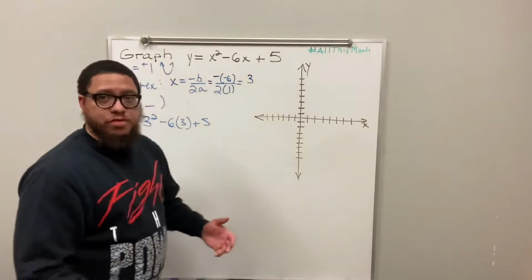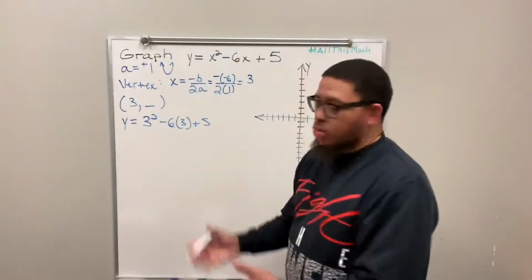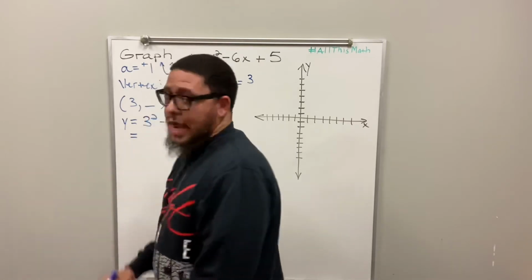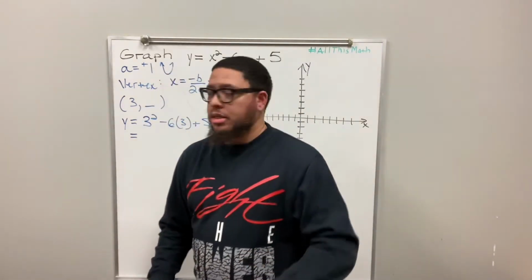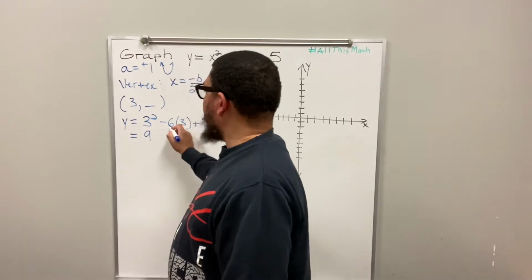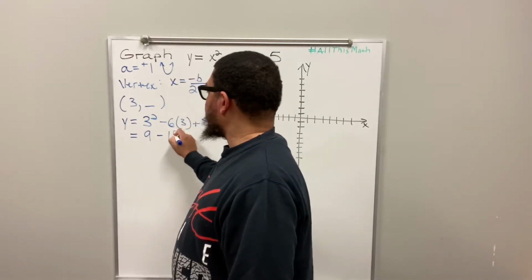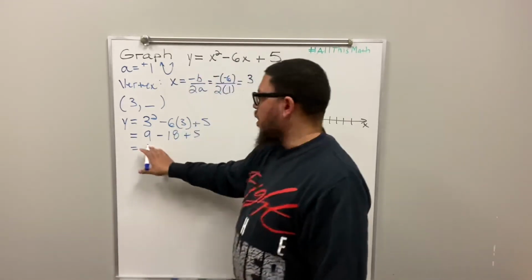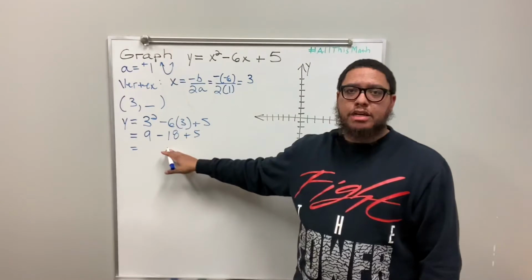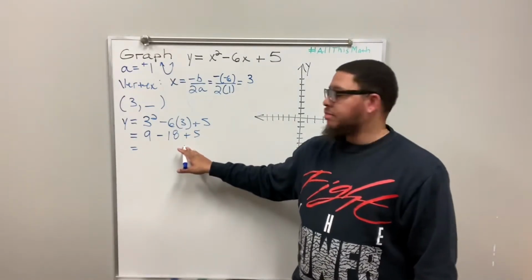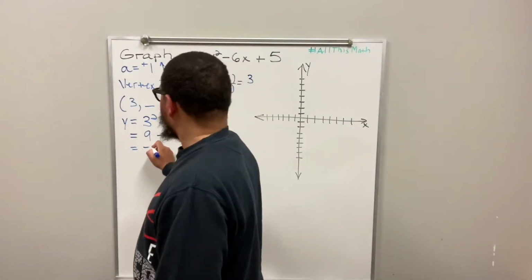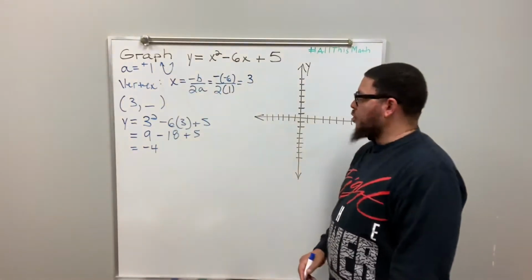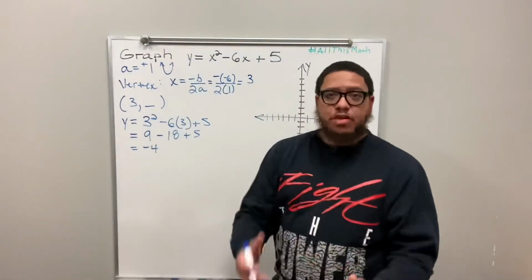And I'm going to just do my math using order of operations and calculate correctly. So 3 squared is not 6. Remember that. 3 squared is 9. And then I have 6 times 3, so that's minus 18 plus 5. Now we do our subtraction and our addition. 9 minus 18 is negative 9. Negative 9 plus 5 is negative 4. So now I know the coordinates of my vertex.